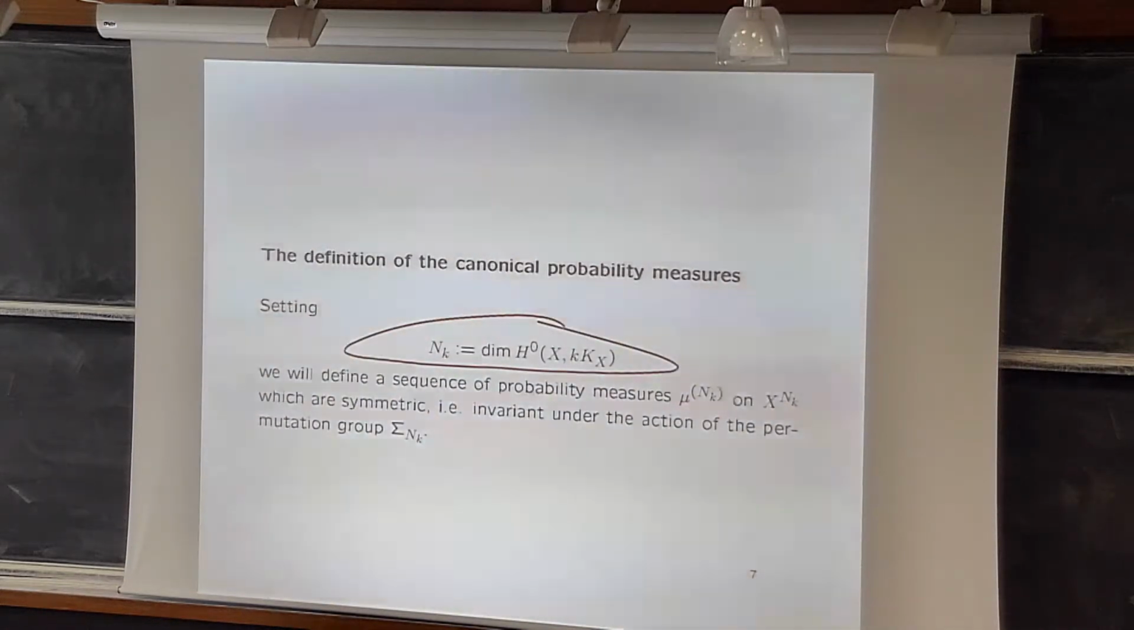Okay, so let me give you the definition of this canonical probability measure that you can construct. I will call capital N_k the dimension of the space of these sections.